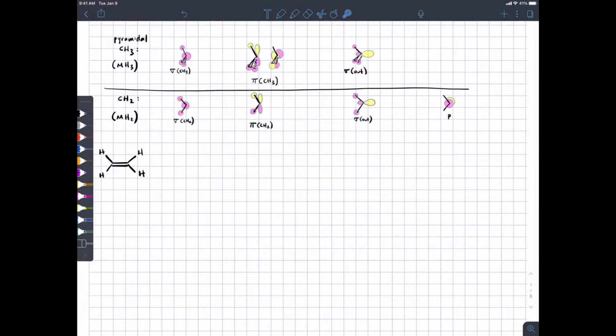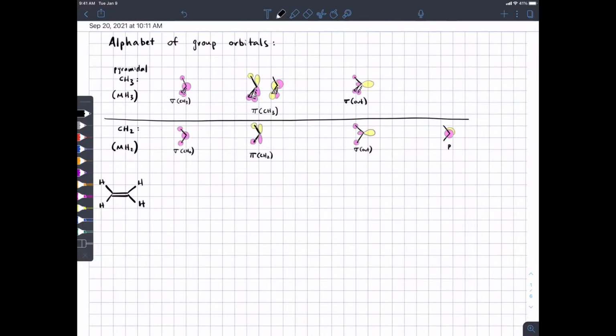So recall that our alphabet of group orbitals for pyramidal CH3 is this sigma CH3 that's based on 1s and 2s orbitals. The pi CH3s, two degenerate pi CH3s, are based on a p orbital on carbon and then the 1s orbitals on each of the hydrogens. In the case on the left, the lobe of the 2px orbital, and this is our coordinate system.